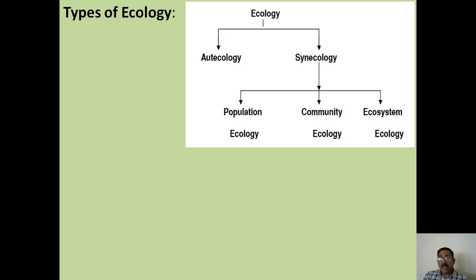The second one is known as synecology. Synecology is the relationship between a group of species and their environment, their abiotic components. On the basis of these groups, you can divide it into three different types. First one is population ecology, second one is community ecology, and third one is ecosystem ecology.